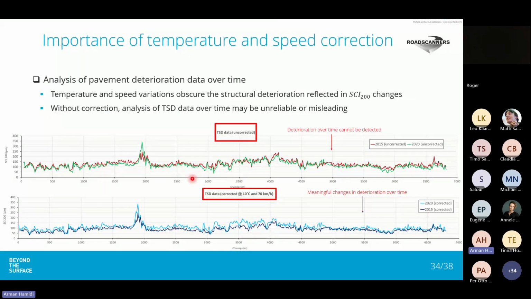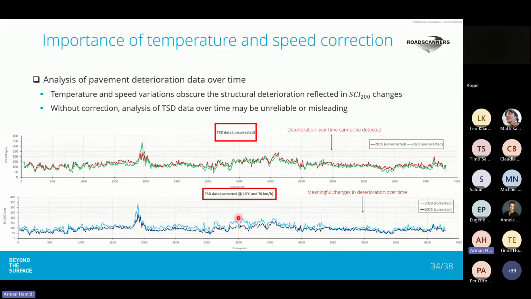And if we apply this temperature and speed correction to the same road section that I showed in previous slides, we can see that when there is no correction, there is no change between the 2015 and 2020 measurements. But when we apply this temperature and speed correction, we see meaningful changes in deterioration over time. So this 2020 data is placed above this 2015 data, and we might be able to relate this change in SCI 200 values to deterioration patterns.